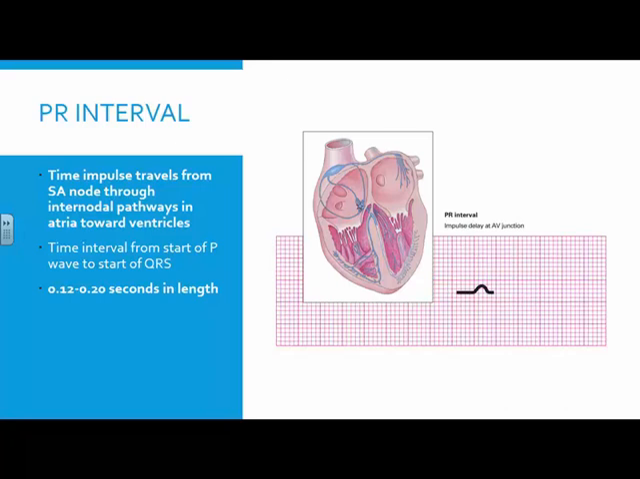Your PR interval, also known as the PRI, that's going to be the time the impulse travels from the SA node through the internodal pathways in the atria towards the ventricles. So once you get to the end, this little part right here is what you would actually see as the impulse delayed at the AV junction. So we got our SA node, it fires, it goes down.